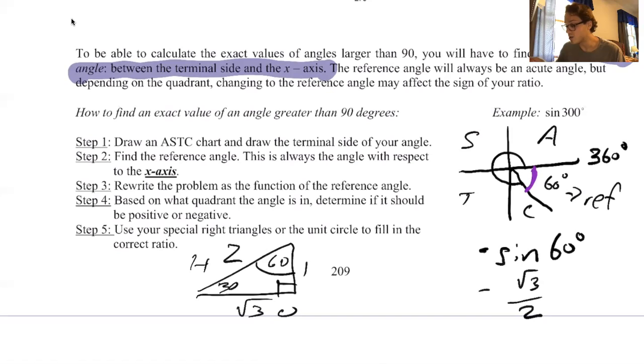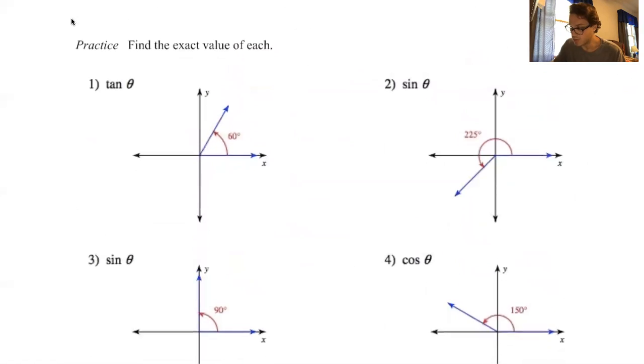Sine of 300 degrees, while it has exactly the same numerical value, magnitude or absolute value, of radical 3 over 2, is negative, whereas sine of 60 is a positive thing, right? So we need to know what quadrant we're in. So the best way to do this, we just need to practice a little more. All right, so let's go through a couple of these.